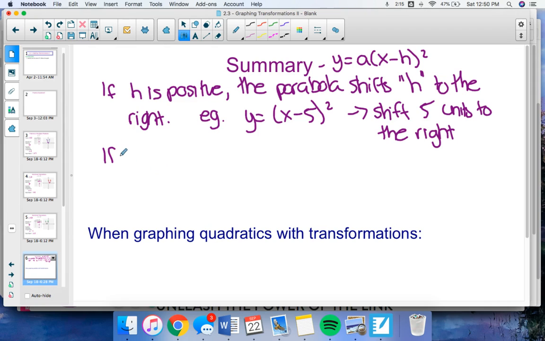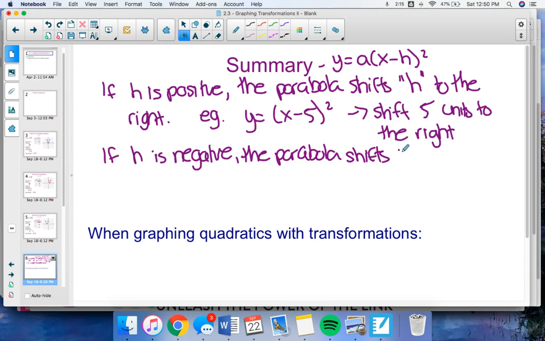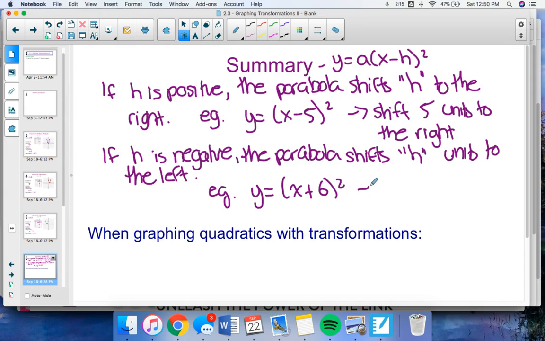Okay. If h is negative, the parabola will shift, oh, I didn't say units up there, h units to the left. But remember, because there's a negative sign in our equation up here, in our example, let's say we had a value of negative 6 as our h value. When we put that into our equation, it's going to turn that into a positive 6. So here it'll be shift 6 units to the left.